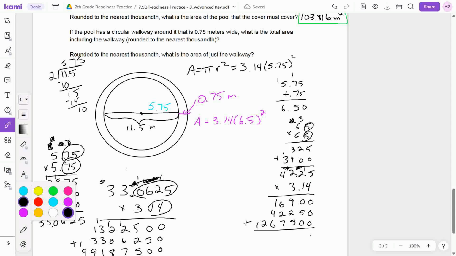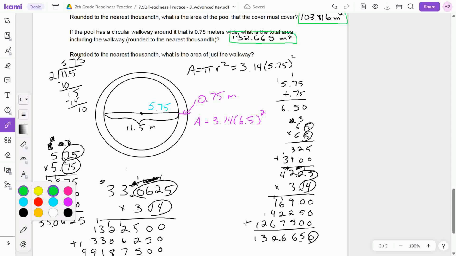Let's add all of this up. 0, 5, that's 16. 14, that's another 16. That's 12. And that's 13. I need 1, 2, 3, 4 digits behind the decimal. I am going to the nearest thousandth. So here's my thousandths. That zero's not doing anything. So I can say 132.665 square meters.